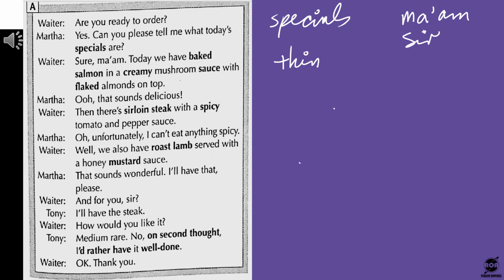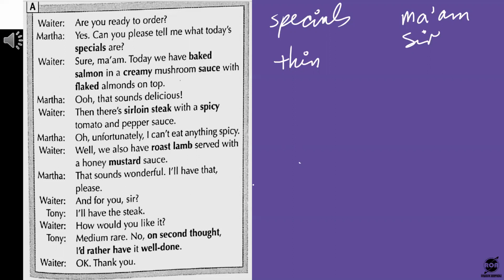Then the waiter says that there's sirloin steak. Sirloin steak is a type of steak that we will see later with a picture to describe it. And with a spicy tomato and pepper sauce. Spicy because it's hot, as in chili peppers. Spicy indicates that taste. Then Marta implies that she cannot eat anything spicy, so that's not a good dish for her. Then the waiter offers roast lamb. Lamb, it's a baby sheep, okay, and served with a honey mustard sauce. Honey mustard is a combination of honey and mustard.